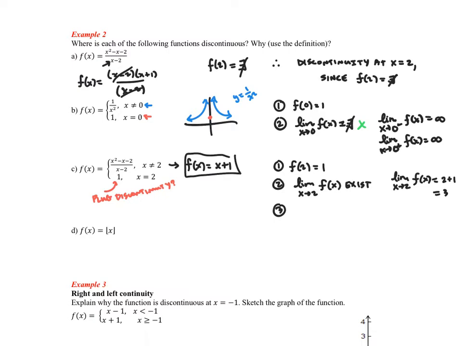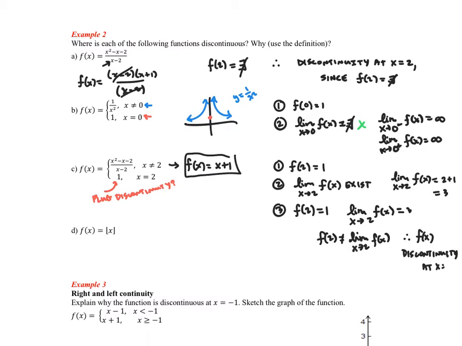So there will be a discontinuity here because f of 2, which equals 1, is not equal to the limit as x approaches 2 of f of x, which is equal to 3. So because f of 2 is not equal to the limit as x approaches 2 of f of x, therefore f of x has a discontinuity at x equals 2. Typically when you see a piecewise function, just so you're aware, the discontinuity or whatever you should be checking will happen at that value.